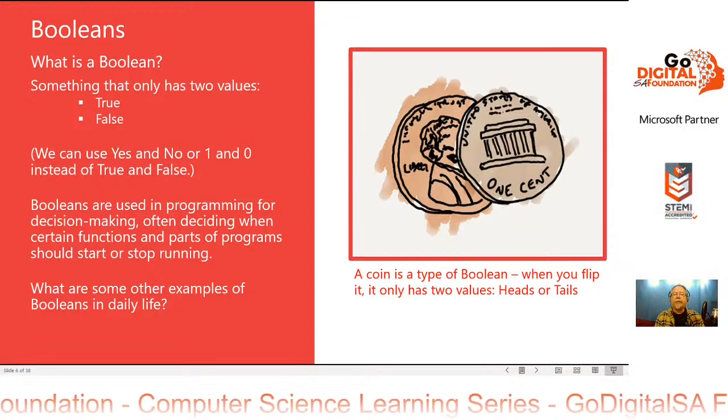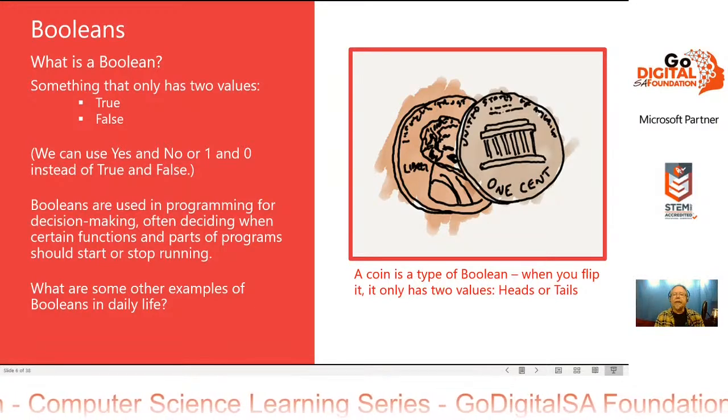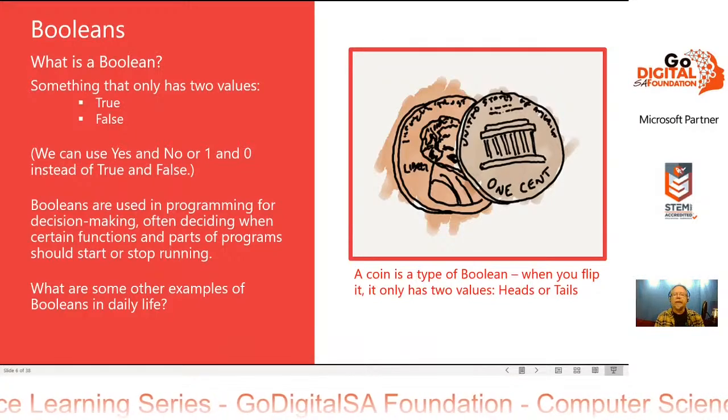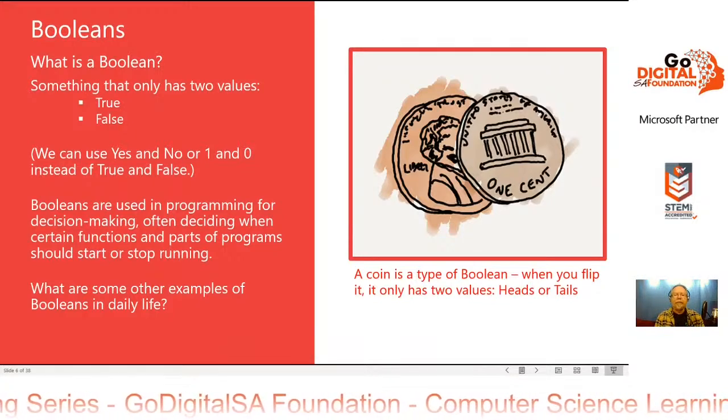Well, if you flip a coin, it has heads or tails. So when you flip it, it only has one of two values, heads or tails.